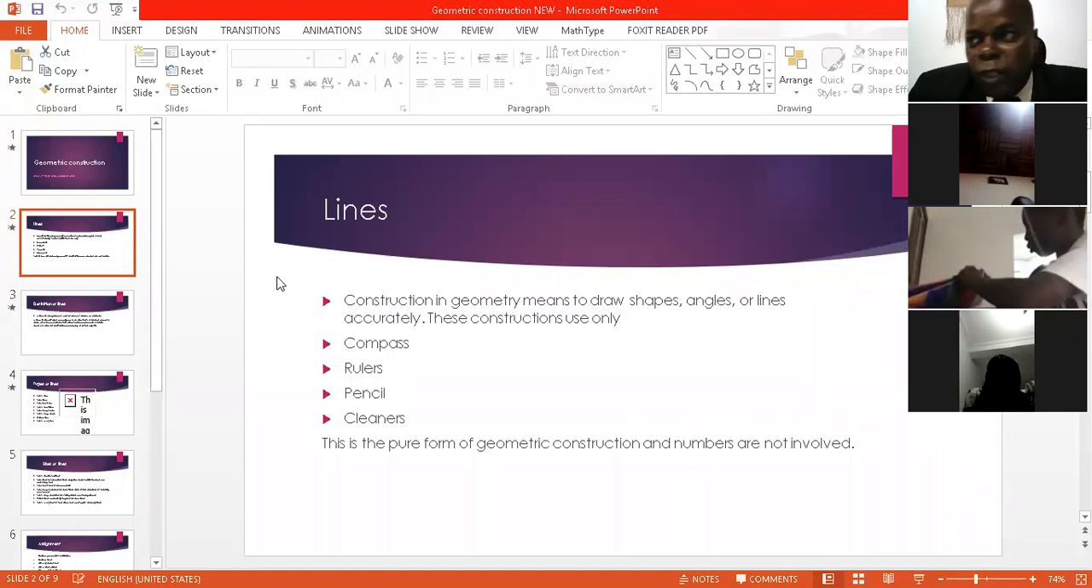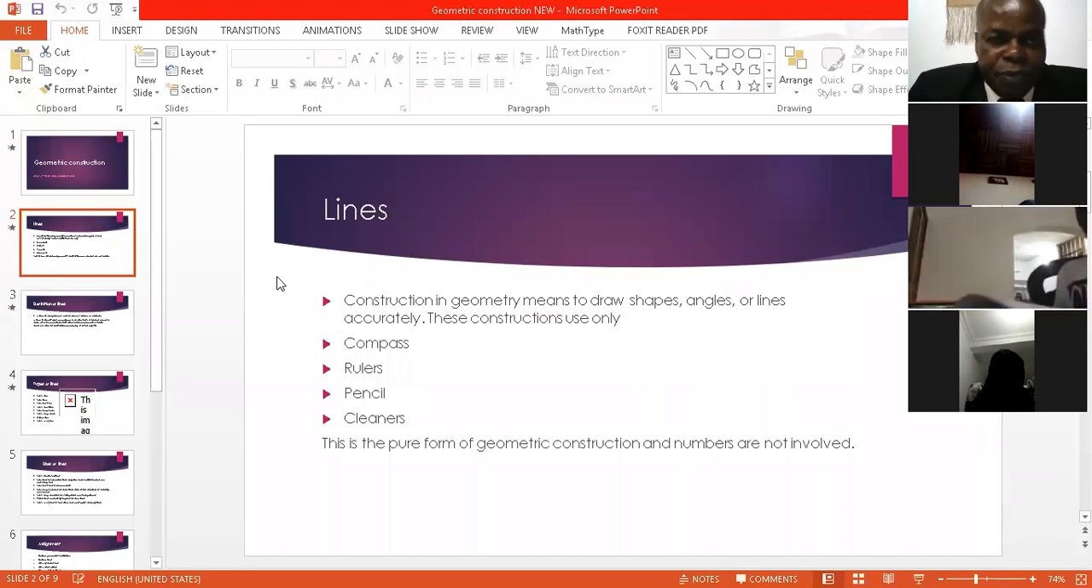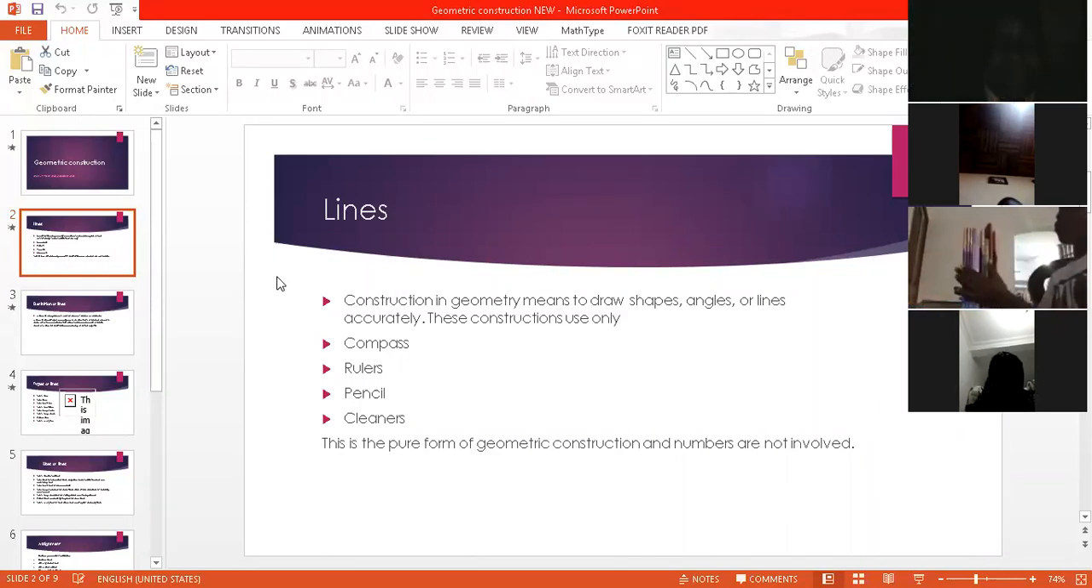When you were in GS1, I taught you the usage of drawing materials like biro, pencil, mathematical sets, compass, divider, and so on. All these things are part of drawing material for geometric construction. What you need now is not a comprehensive set of drawing materials.